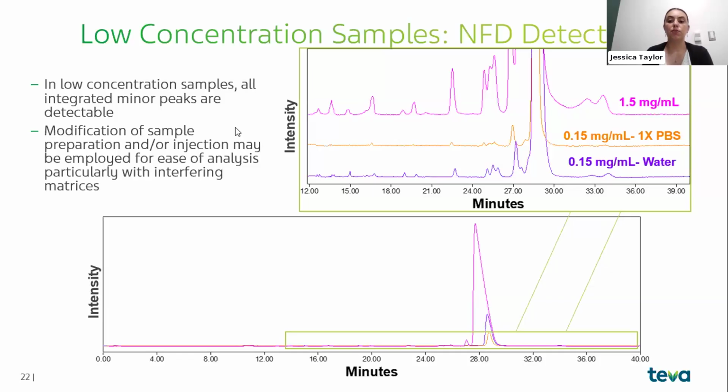Now this slide here shows the results for those same samples, now detected using the native fluorescence detector. So the pink shows our standard sample at 1.5 mg per mL, and then the purple and the orange show the low concentration samples. As you can see in the zoom view here, you can still see all of the minor peaks in both our low concentration samples. So to test samples at these concentrations using a native fluorescence detector, you might want to use the modified sample preparation or injection methods for ease of analysis, but you don't necessarily have to as you would for the UV detector.